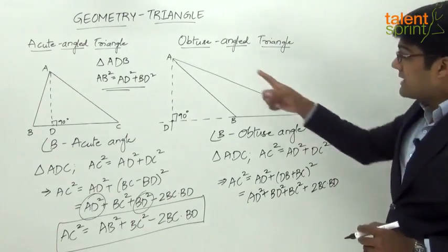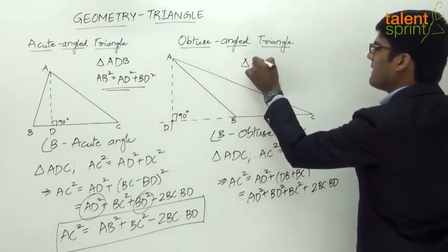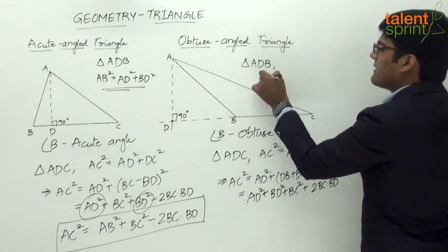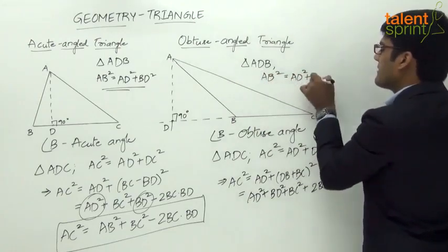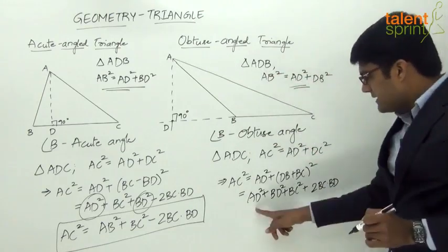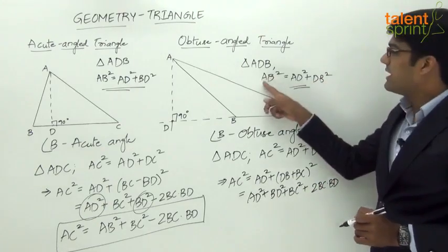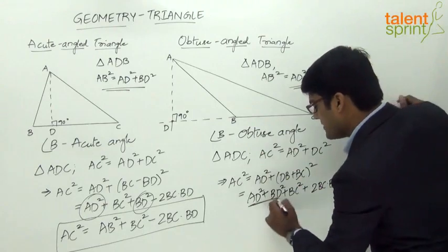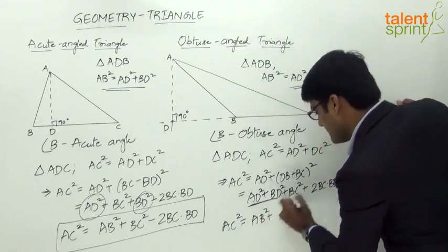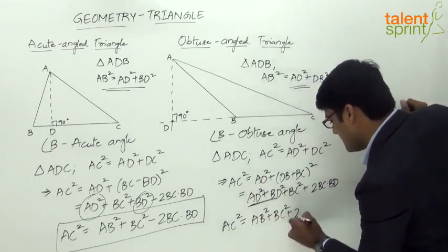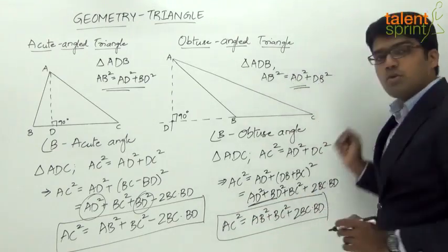Now let us look at the other triangle ADB here. In triangle ADB, we know that AB square will be equal to AD square plus DB square. That's it. Now look at this equation here. AD square plus BD square can be replaced with AB square. So let us replace this part with AB square. So finally we get AC square equals AB squared plus BC squared plus 2BC into BD. So this is the relationship for an obtuse angle triangle.